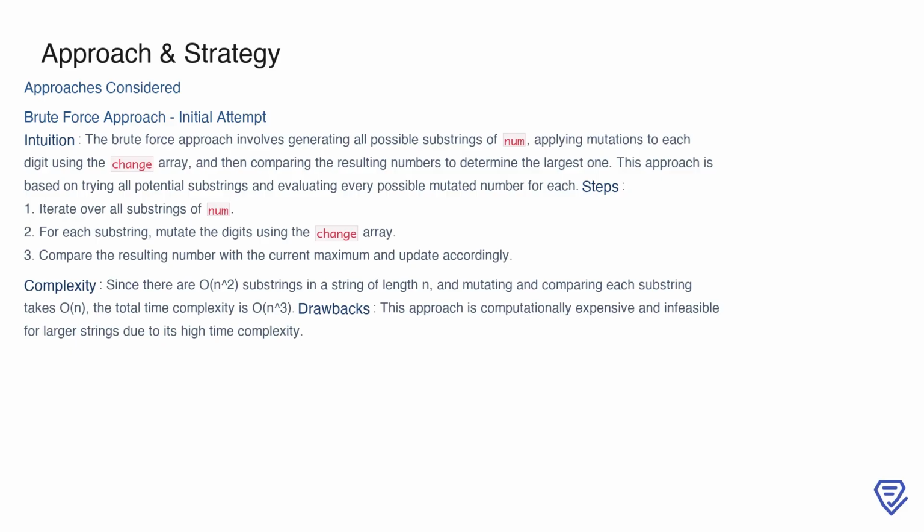The steps for this approach involve iterating over every substring, mutating the digits within it, and keeping track of the maximum value encountered. However, this method is very inefficient. Given that a string of length n has O(n²) substrings, and mutating and comparing each substring takes O(n), the total time complexity becomes O(n³).